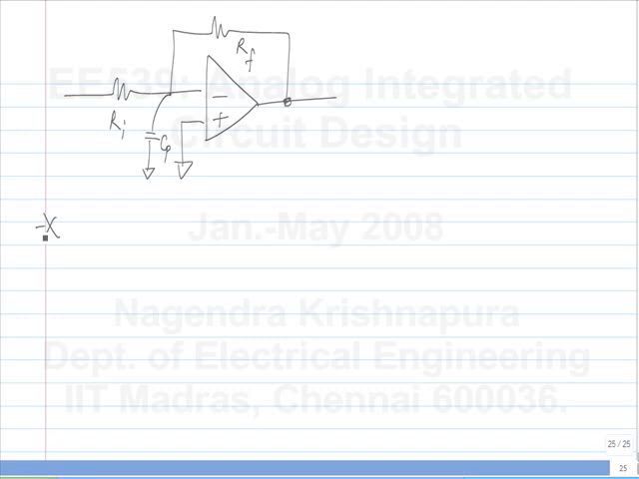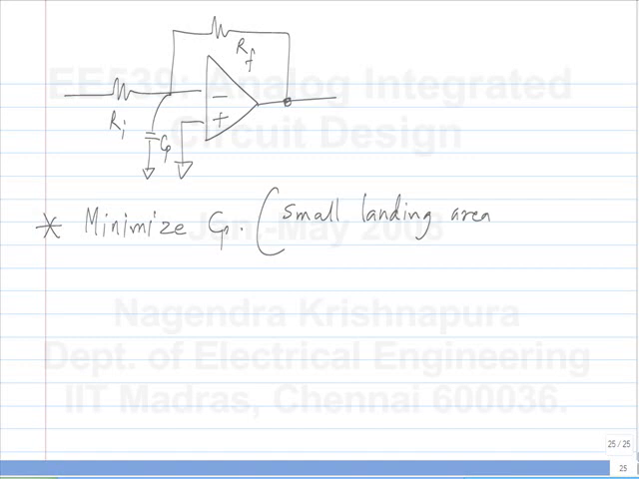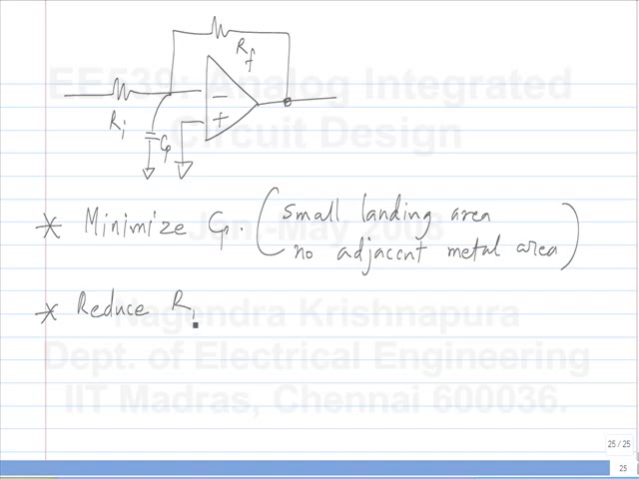So the first thing is to minimize CP. So that means small landing area or no adjacent metal area. So this is what I meant by cutting off the copper underneath this. And then reduce RI, RF in the same proportion.